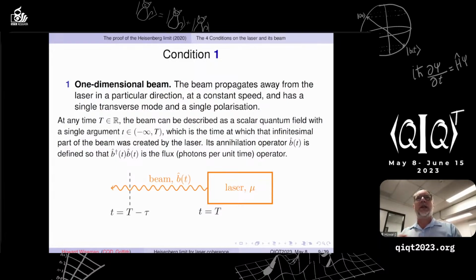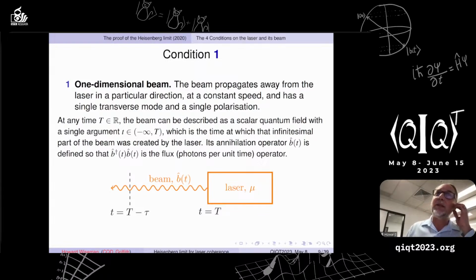So we had to write down some fairly, precisely defined mathematical conditions that a laser has to satisfy, but most of them are pretty easy to understand. The first one is just that a laser is something that produces a one-dimensional output beam. That means the beam propagates away from the laser in a particular direction at a constant speed. And for simplicity, we'll say that it has a single transverse mode and a single polarization.